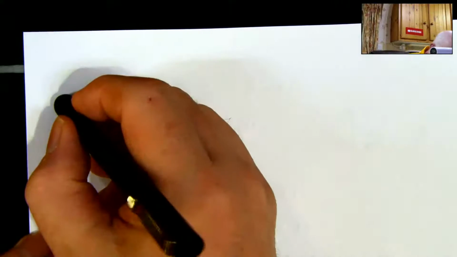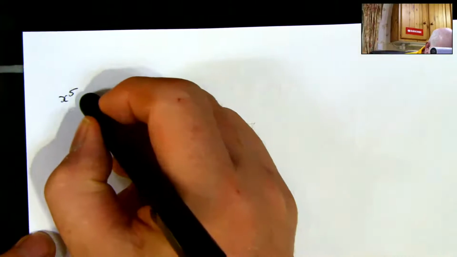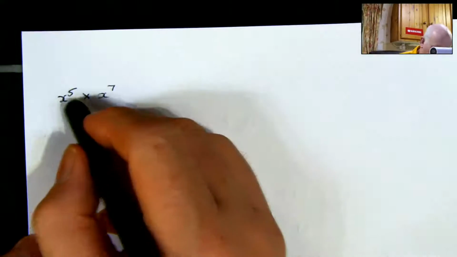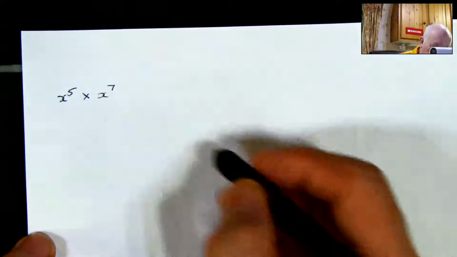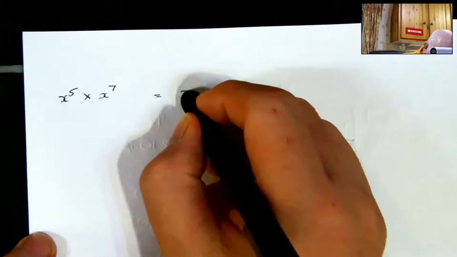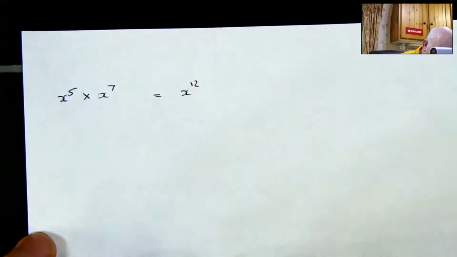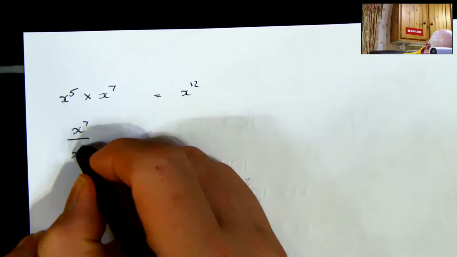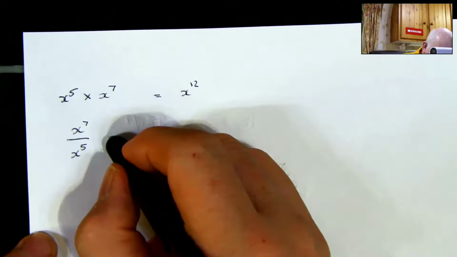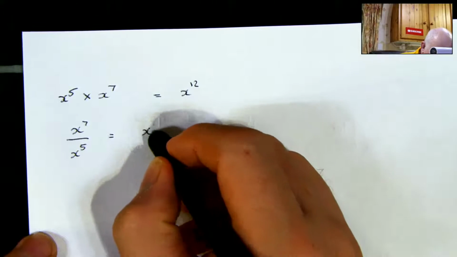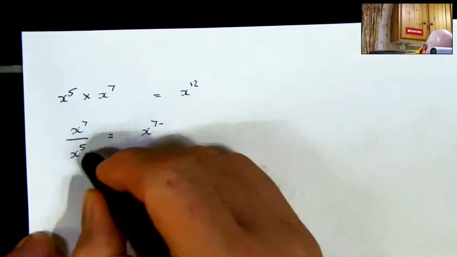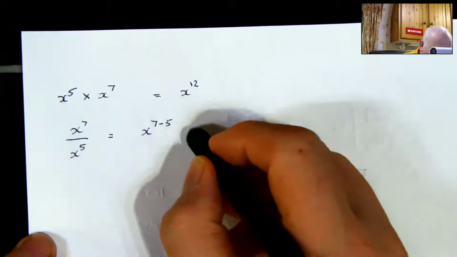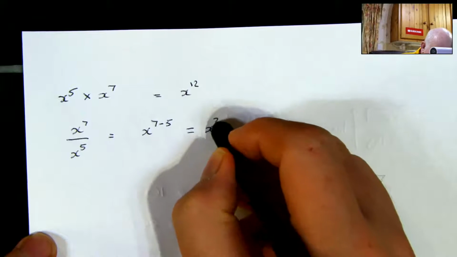Let's take x to the 5th times x to the 7. Well, we know we simply add these, so this is going to become x to the 12. If I've got x to the 7 divided by x to the 5, then this means it's going to be x to the 7 minus, we subtract when we divide. So 7 minus 5 is going to give us x squared.